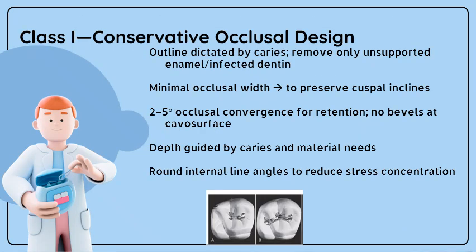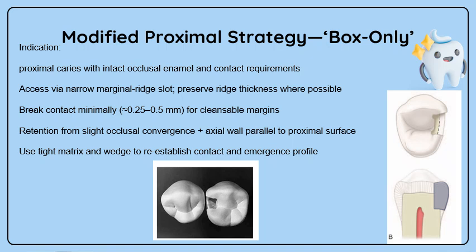So let's break down some of the newer cavity preparation approaches. First, we will look at the class 1 occlusal cavities, where we no longer extend into every fissure. The outline is dictated by the caries alone, with a minimal occlusal width and rounded internal angles to reduce the stress. Next, we will look into the proximal lesions where only a box-only strategy is followed.